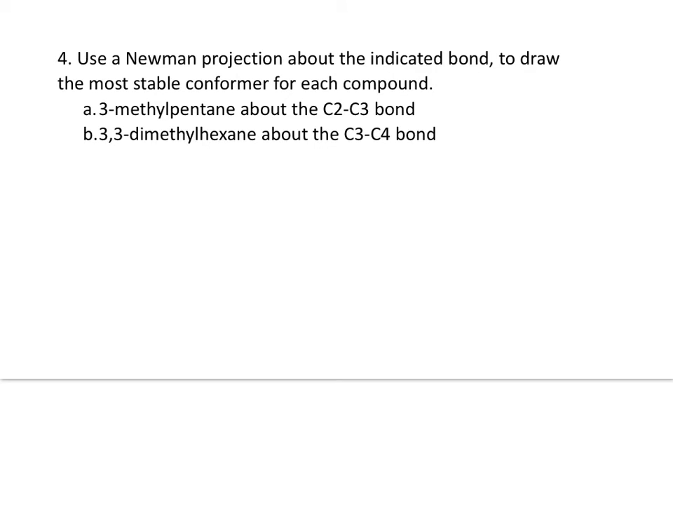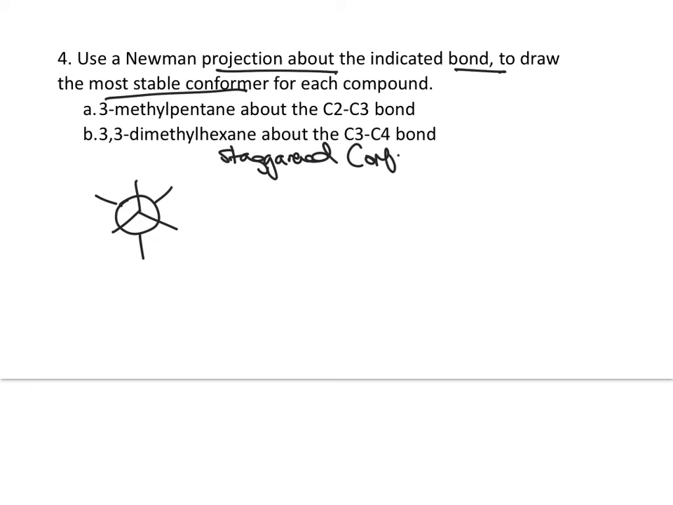Okay, use Newman projection about the indicated bond to draw the most stable conformer of each compound. Well, if we're going to do the most stable conformer, then you know we have to draw a staggered. Okay, so we're going to be drawing this staggered conformation for both of these. So go ahead and figure out what the structure is. Draw the straight chain. So 1, 2, 3, 4, 5, and then on 3 you have a methyl.